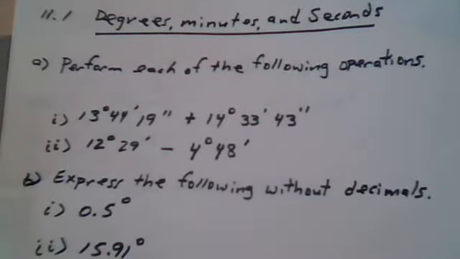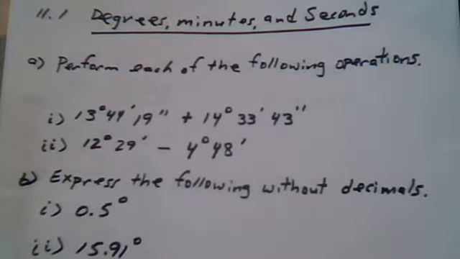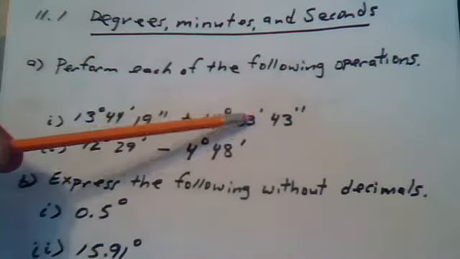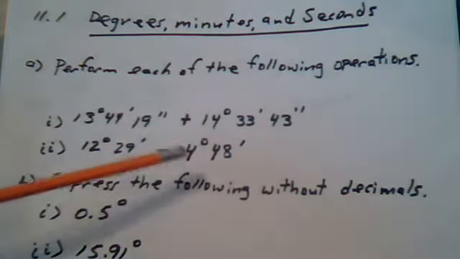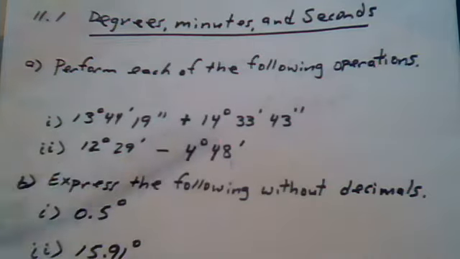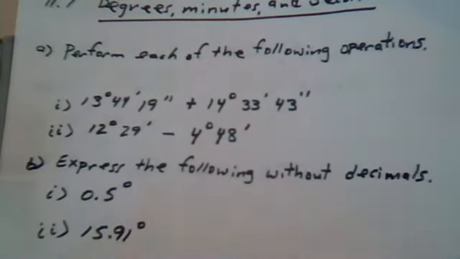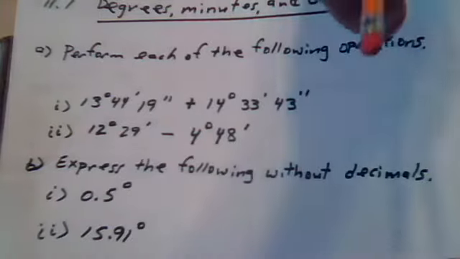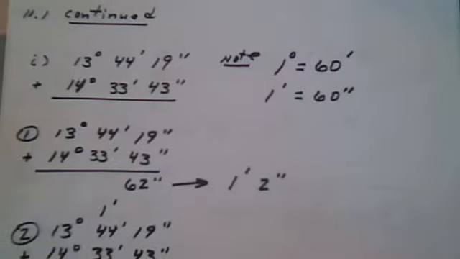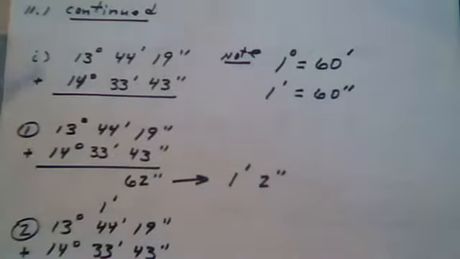Degrees, minutes, and seconds. Perform each of the following operations. In this problem, we're going to add these two numbers. In this one, we're going to do a subtraction. And in this one, we're going to rewrite them such that these decimals are not there. So we're going to do the addition first.